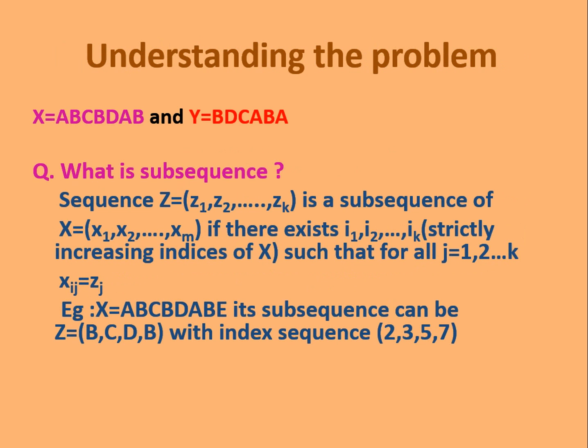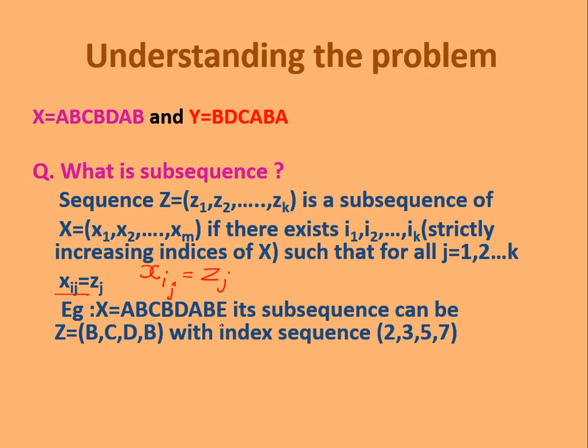Let's understand the problem. But what is this subsequence? A subsequence, say z, is a subsequence of x, a given string, if there exist i1, i2 up to ik such that for all j equal to 1, 2 up to k, x_ij is equal to z_j. I have written it as xij, but it is x i, then j in subscript, equal to zj. So what does this formal definition actually mean?